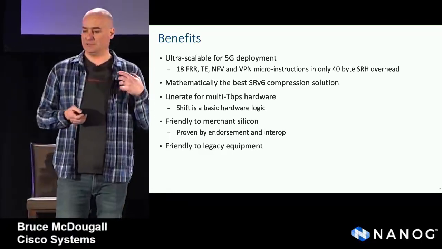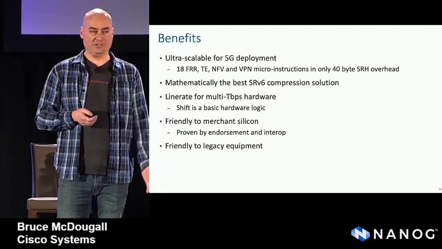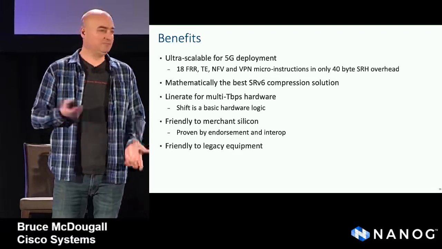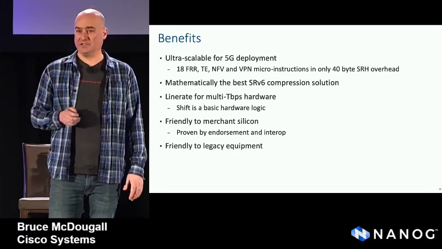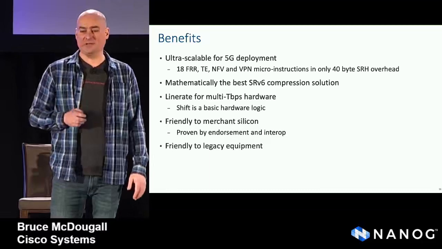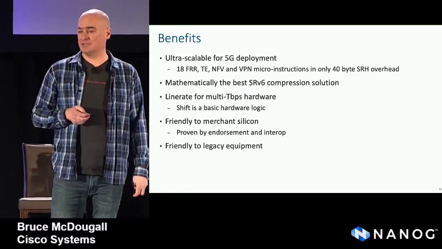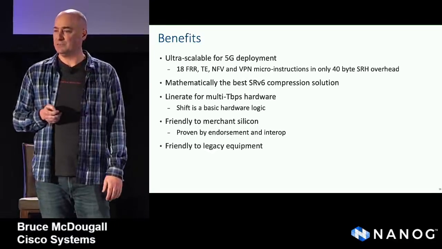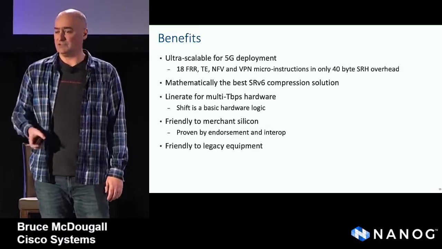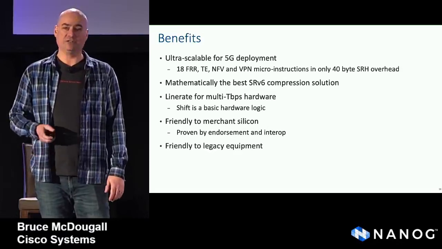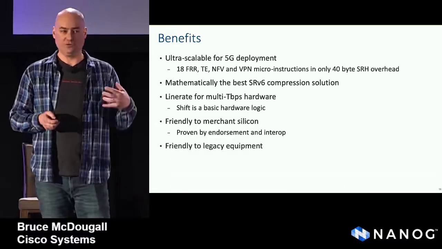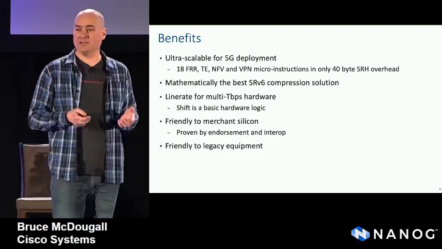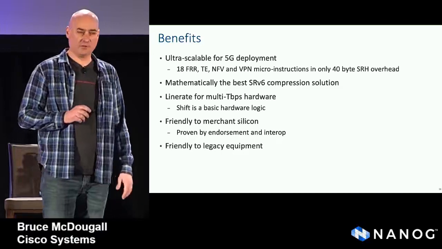We calculate that with a single 40-byte SRH overhead, you can get up to 18 microprograms, or steering hops, or potentially service chain hops, out of that single 40-byte SRH. So this is mathematically the best SRv6 compression solution. We've also demonstrated it operating at line rate in multi-terabit hardware. This solution is very friendly to merchant silicon. It's trivial for silicon to do address rewrites like this, where every router rewrites a destination MAC address on every packet anyway. So this is really easy for merchant silicon.